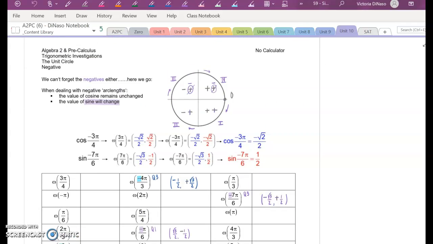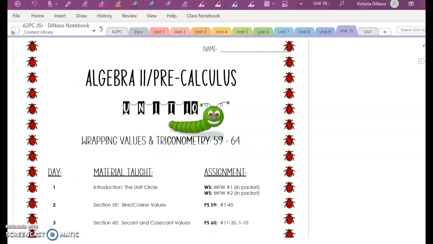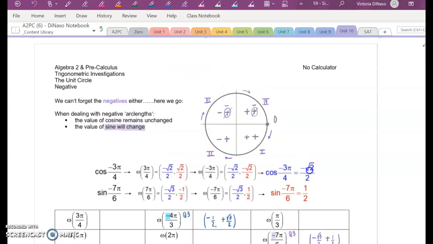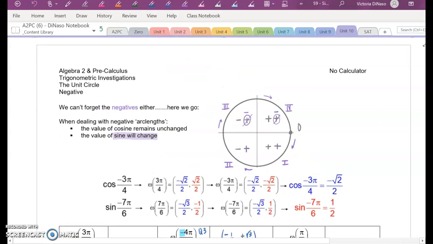On this entire worksheet, which you guys completed in your other packet, whenever you have a negative radian, you are always changing the symbol of sine only. Cosine does not change. Sine is the only thing that changes, all right? So you just change the symbol of sine. The reason they're negative sine is because you're going around the unit circle in the reverse direction. And again, this is in section 59.